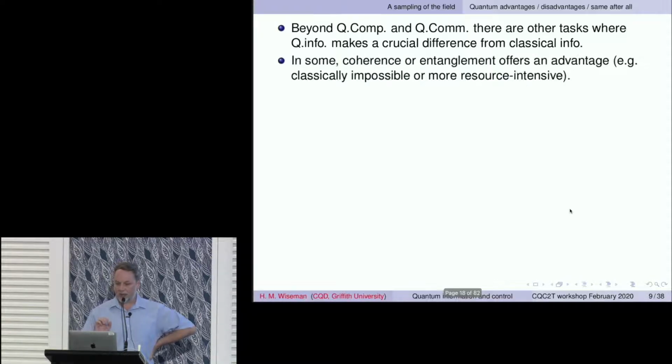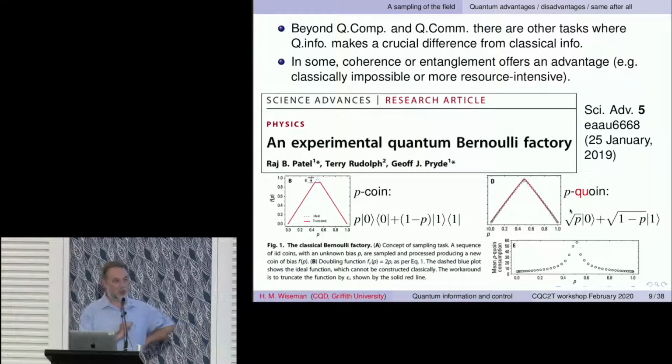An example where it's good, where using coherence or entanglement gives us an advantage in enabling us to do something which classically would be much more resource intensive, is this work here. This was an experiment done in our chairman's lab, with Terry Rudolph as the theory collaborator. The idea here, again a fairly abstract problem, is that you're given a coin, a not necessarily fair coin, but a coin in the sense that you can only toss it once. This is called a P coin, and we can think of it in qubit language as a mixture of the ground state and the excited state with a certain probability.